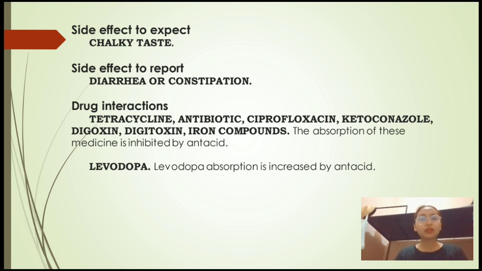Side effect to report: diarrhea or constipation. Diarrhea or constipation is a common problem when antacids are being used in therapeutic dosage to treat ulcers. Alternating between calcium or aluminum-containing compounds and magnesium-containing compounds should help alleviate the problem.